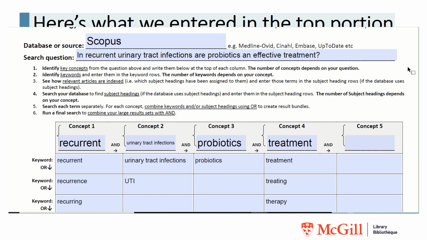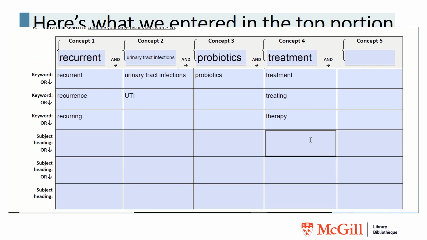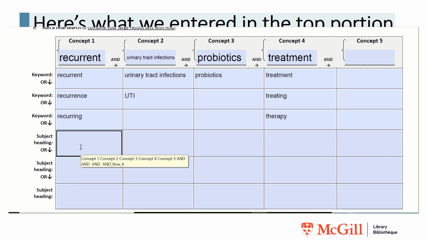You may remember that last time, this is what we had filled out in the worksheet, the top portion. So we put the question, we put the resource we were going to search, we had our concepts, and we had our keywords. So now we're going to work with subject headings, and Scopus doesn't use subject headings, so we're going to change our database, and we're going to search Medline Ovid. And then we're going to go down to the bottom here, and we see that there's these extra spaces, and this is where we're going to be putting our subject headings.